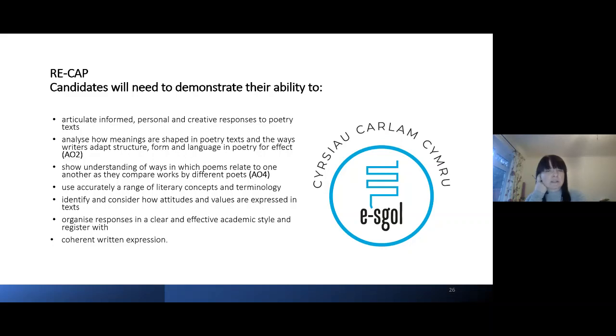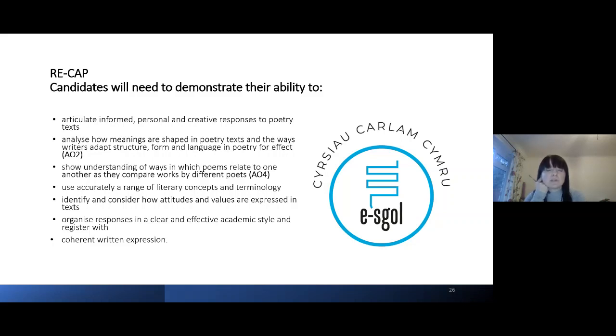So there's your AO1, most of this links to AO1, okay? Analyse how meanings are shaped in poetry texts, how writers adapt structure, form, language, so language choices. So obviously there's your AO2, the analysis aspect. Show understanding of ways in which poems relate to one another as they compare works by different poets.